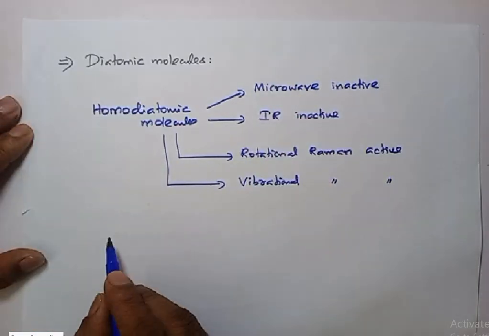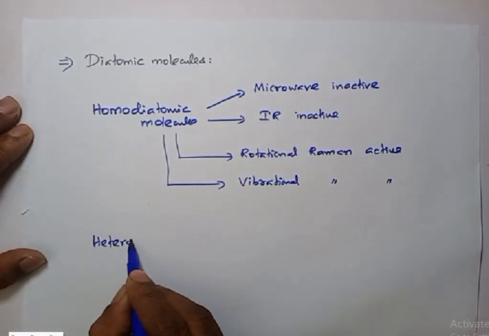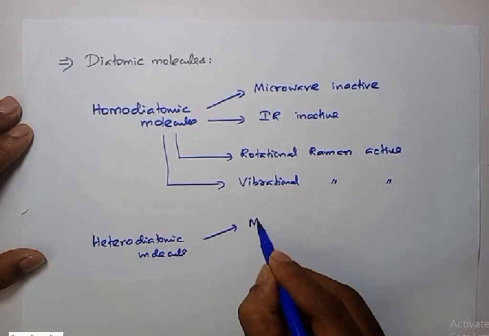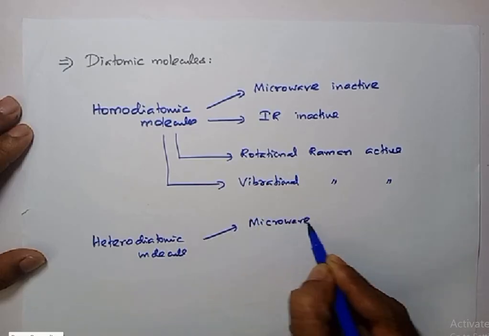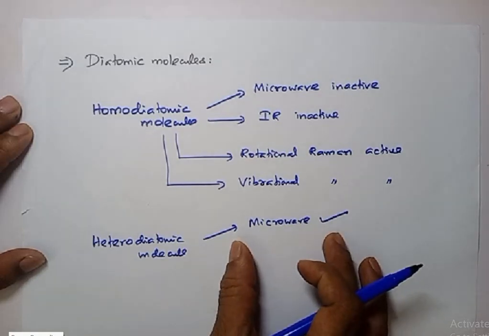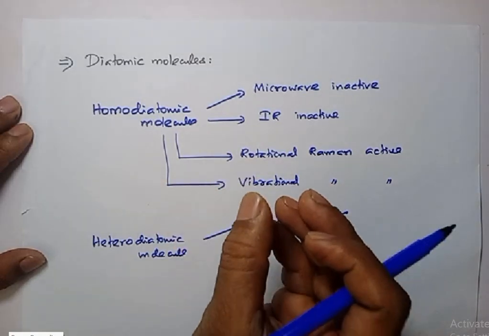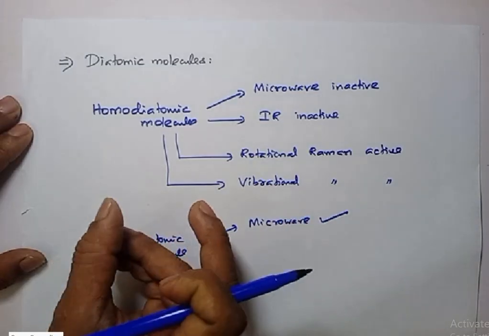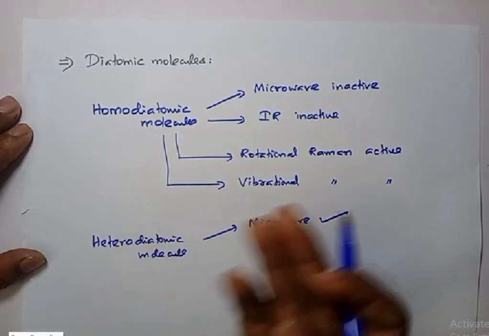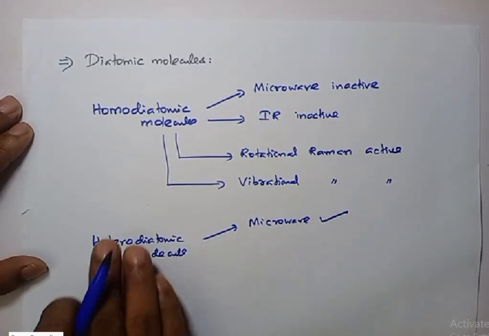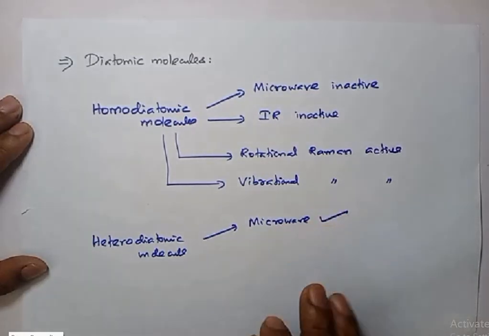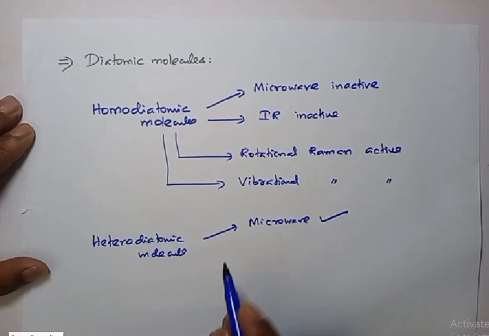In the case of a heterodiatomic molecule, you know very well, this molecule is microwave active, right? You can take the microwave spectrum and you can find the rotational constant. From the rotational constant, we can find the internuclear distance, also called bond length. Heterodiatomic molecules are microwave active. I put this tick symbol just to show you the molecule is active.